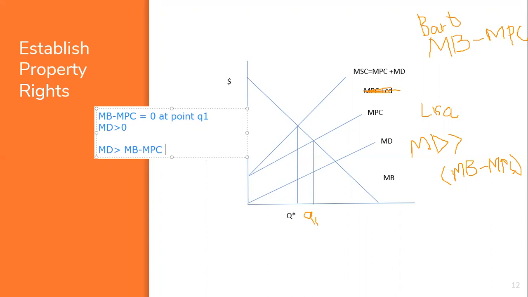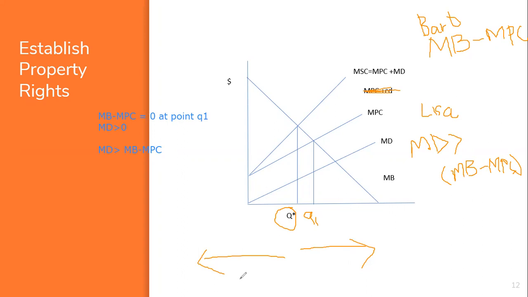Similarly, Lisa would be willing to pay an amount that exceeds marginal benefit minus marginal private cost at every output level to the right of Q star, right? Over here, right of Q star.